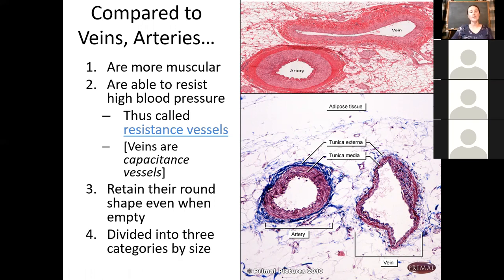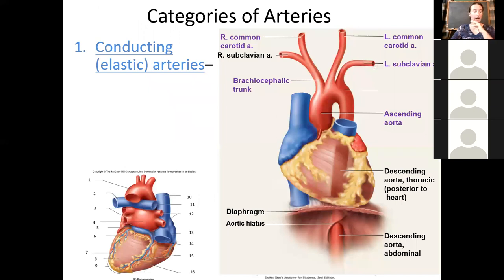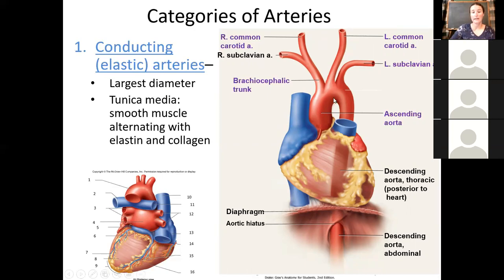All right, finally, arteries are divided into 3 categories according to their size. Okay, the first one that we can talk about are the conducting or the elastic arteries. These have by far the largest diameter. Right, and so examples of these are the ascending aorta, right? So the blood vessel that's coming right out of the left side of your heart withstands huge variance in blood pressure, so it has to be super strong and always remain open.